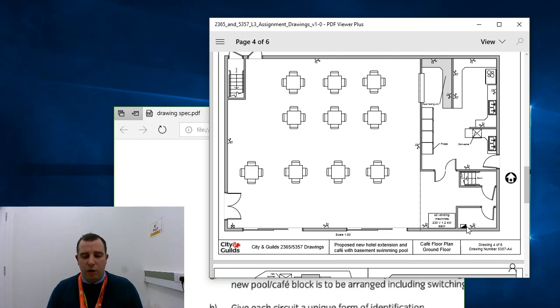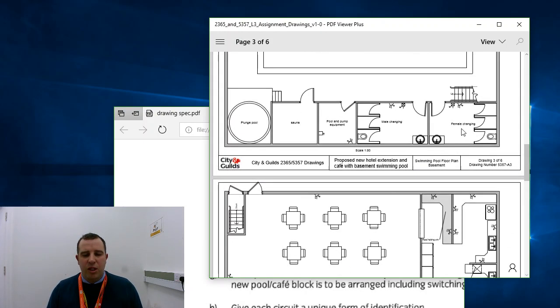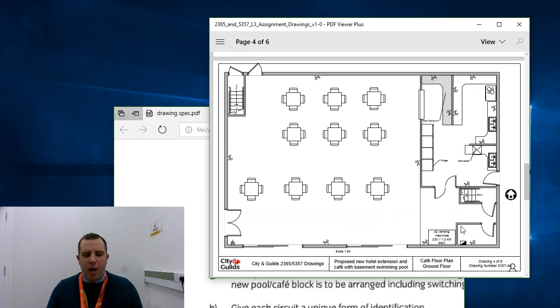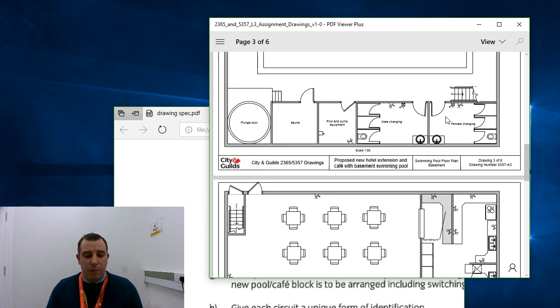So I would say that you're going to drop down here to the basement, which sort of comes out somewhere where the female changing is. So you can just show your cables appearing from here and going off to wherever they need to go. We'll understand that that comes from the distribution board. And again, because you're going to be connecting all the lights up, as the drawing spec says, you need to make sure you include switching.